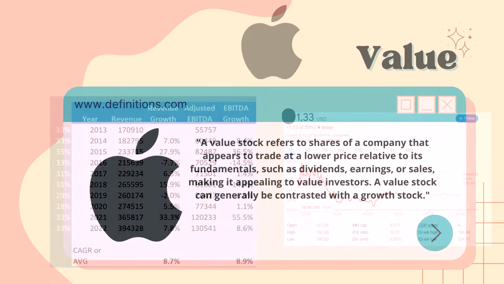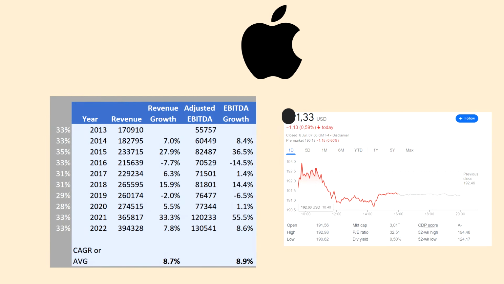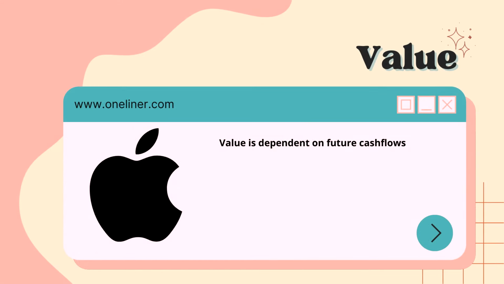Just looking back at the definition again, I think at this price point, this company's stock appears to trade at a lower price relative to its fundamentals such as dividends, earnings, and sales. Absolutely, without a shadow of a doubt, I think it will. And at the same time, it's also growing their revenue and earnings like crazy still. So at that moment, this stock would be considered both a growth stock and a value stock. I do not think that these two terms are on opposite sides of the spectrum. I think a growth stock can also be a value stock. And value here is very much dependent on the future cash flow that a company will generate in your favor.